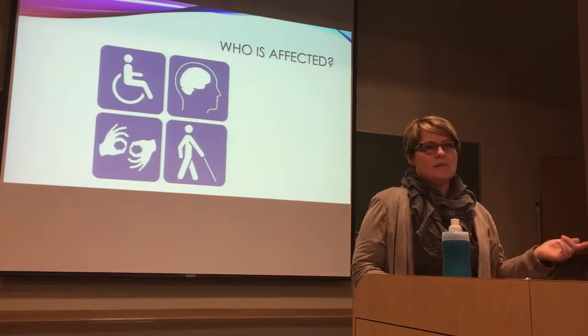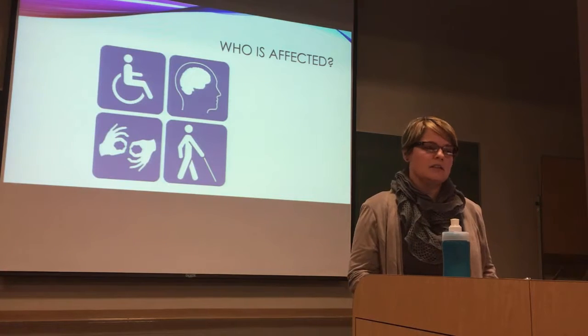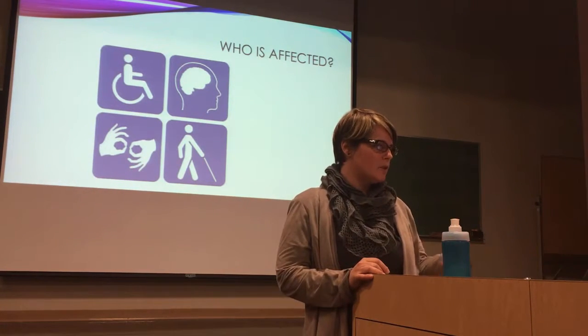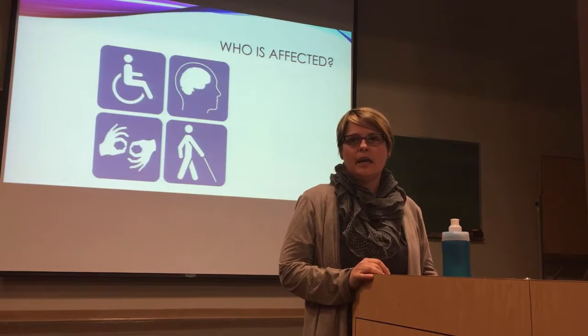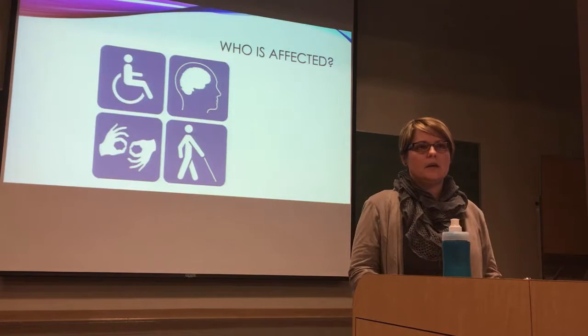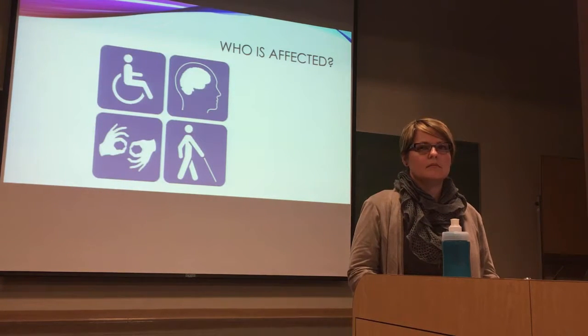And then this symbol down on the bottom left is for sign language interpreters. It's people who are deaf or hard of hearing, and that's more about captions. And then of course the next one is a person with a cane, so that would be someone with a vision impairment. So those people are most affected when it comes to accessibility online.